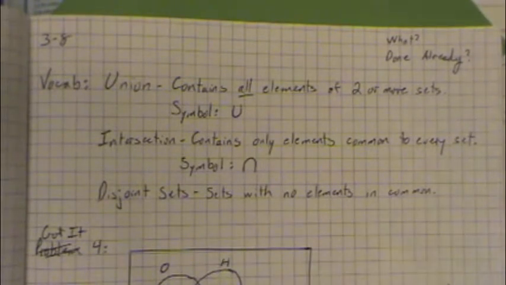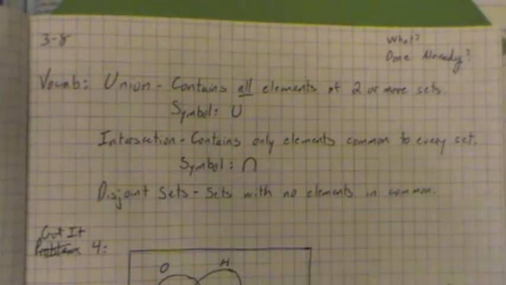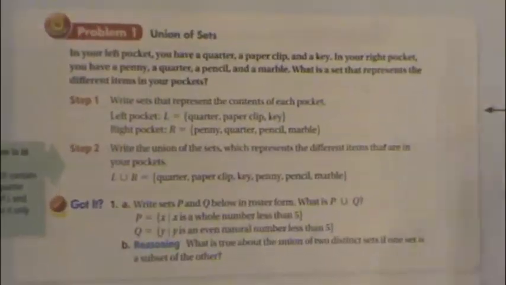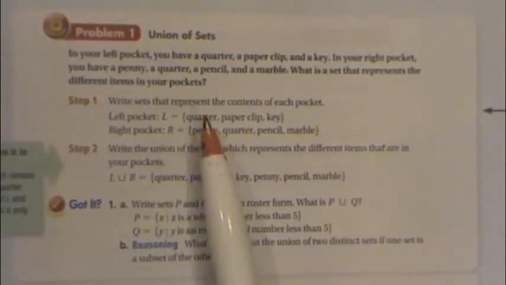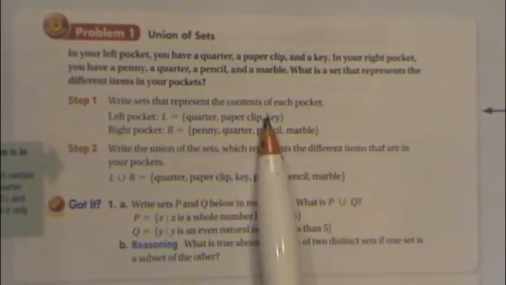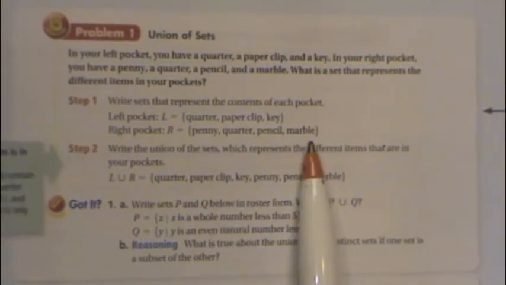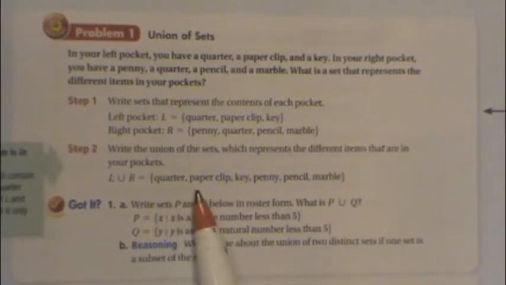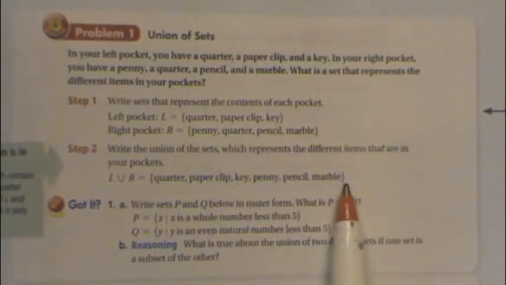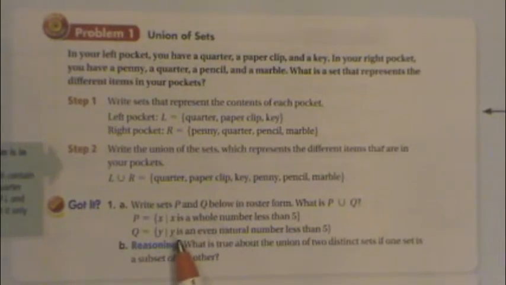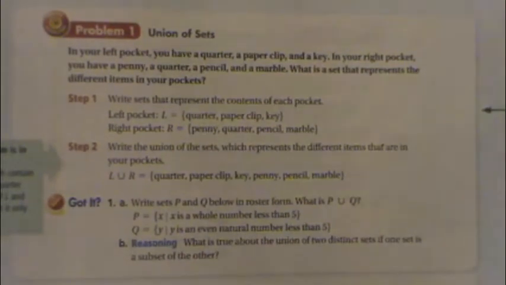Now, we are going to fly through this lesson. Here we go. Problem 1. In your left pocket, you have a quarter, a paper clip, and a key. In your right pocket, you have a penny, a quarter, a pencil, and a marble. The union of those two sets includes all of those things: quarter, paper clip, key, penny, pencil, marble. Done. Don't worry about got it, number 1. Go right on to page 215.